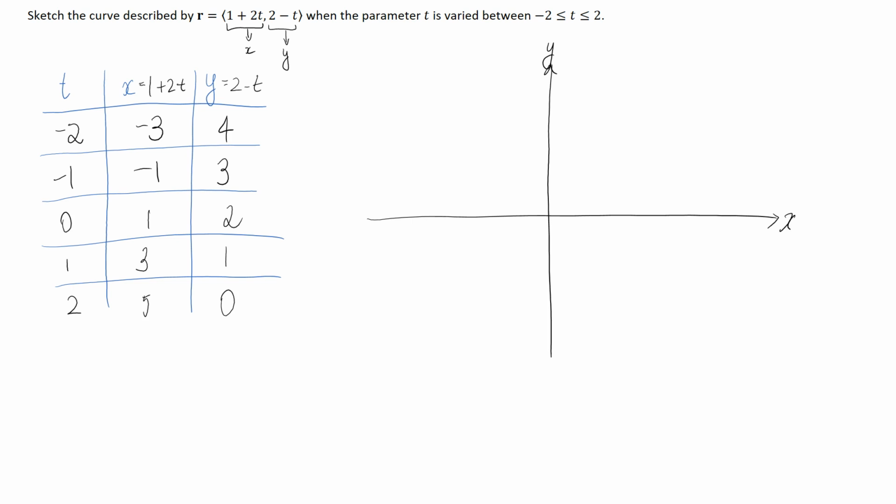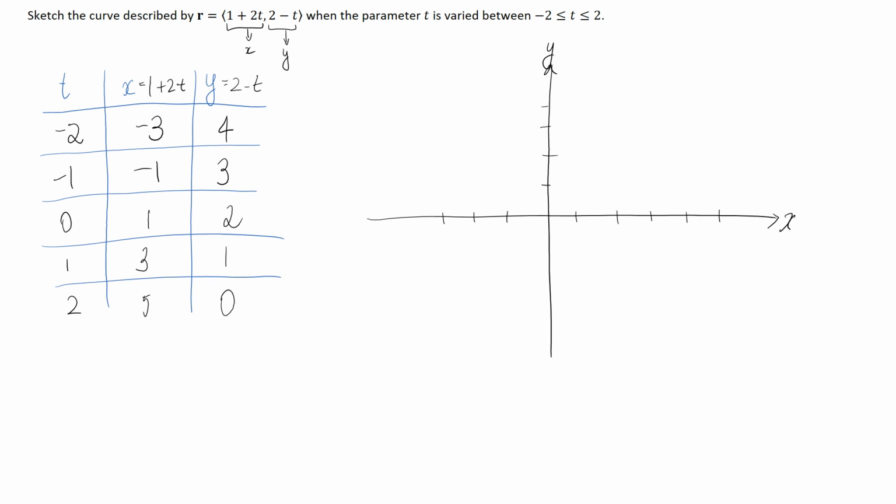Alright, so now comes the sketching part. So I've got my x and y coordinate system set up. And I might just make a few marks to make it easier in plotting this a little bit to scale. So my x values here are going from -3 to +5. So if I make a few dents there, it's about right. And my y values are going from 0 to 4.